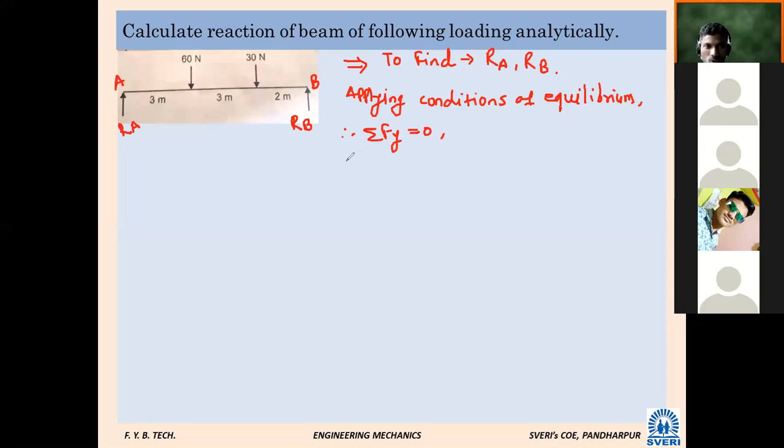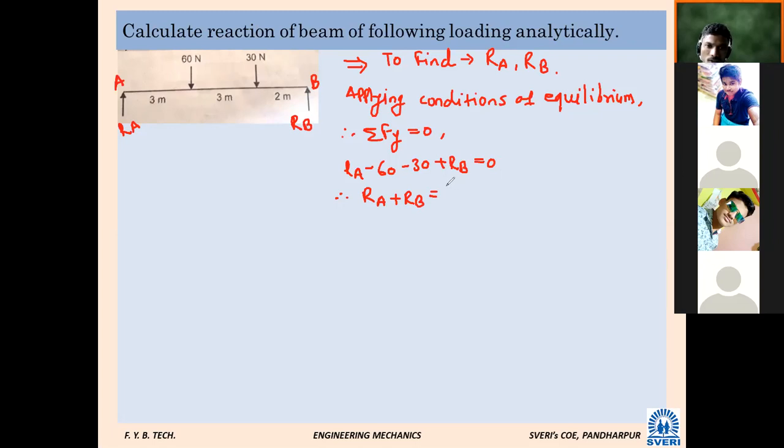So RA, whether it will be positive or negative? Positive. What about the 60 Newton force? Negative. What about the 30 Newton force? Negative. What about RB? Positive. So the sum is equal to 0. Therefore, RA plus RB equals 90.